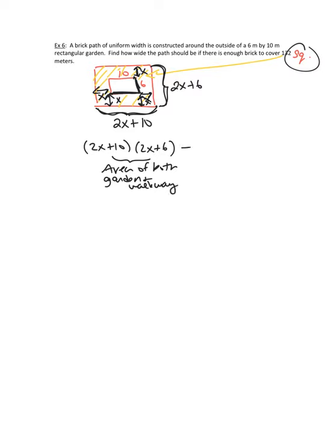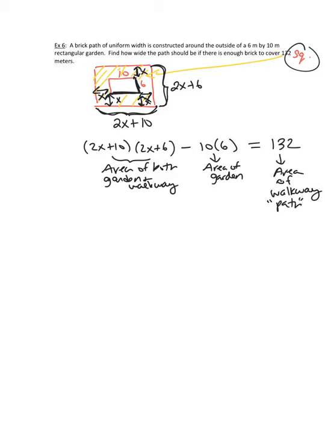And if you subtract just the area of the garden, which is 10 times 6, you will be left with the area of just the brick walkway, which is 132 square meters. This is the area of the walkway, or the path that they're building. So this is going to create a quadratic.